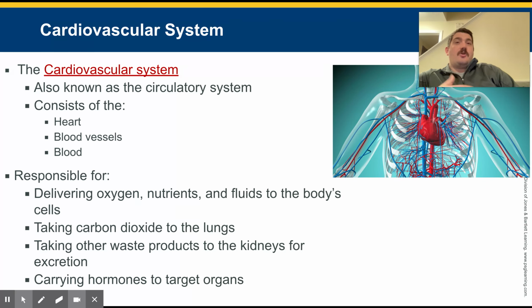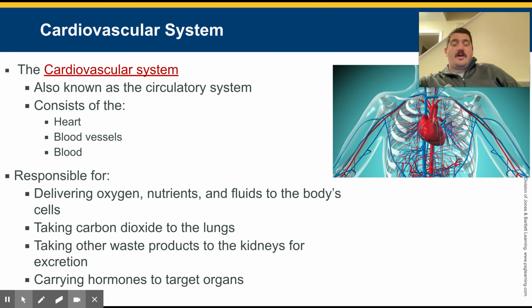A couple things this system is responsible for: delivering oxygen, nutrients, and fluid to the entire body's cells. It's really important that all of our cells, to maintain homeostasis, do cell respiration. They need oxygen to do that, and they give off waste. So that's what our circulatory system does for that. It takes carbon dioxide to the lungs to help expel that waste, and other waste products go to the kidneys for excretion. That's a really important process, which we'll talk about when we talk about our excretory system, because if you don't get rid of those wastes, you can get really toxic and really sick.